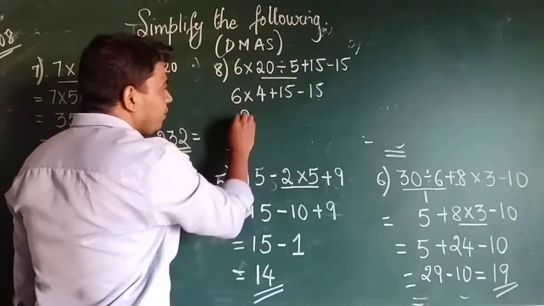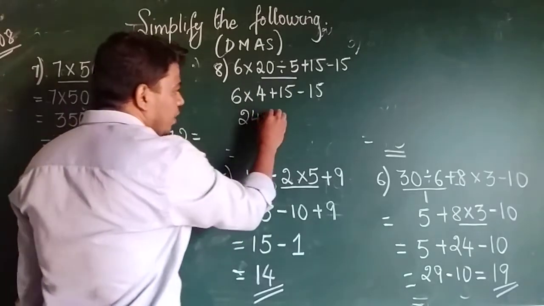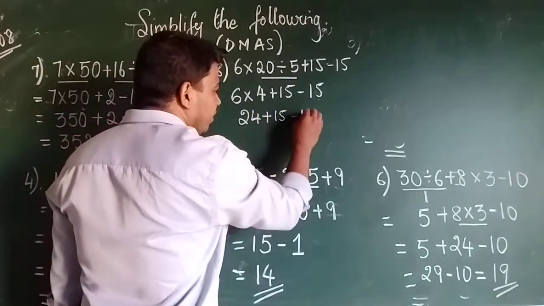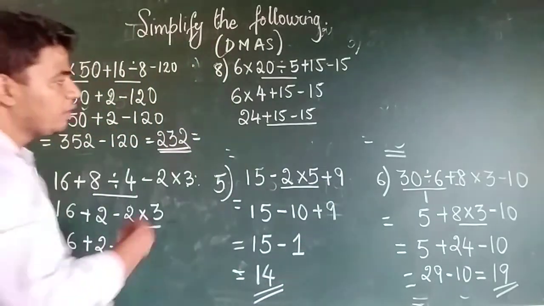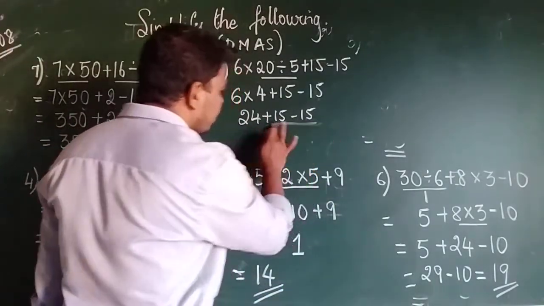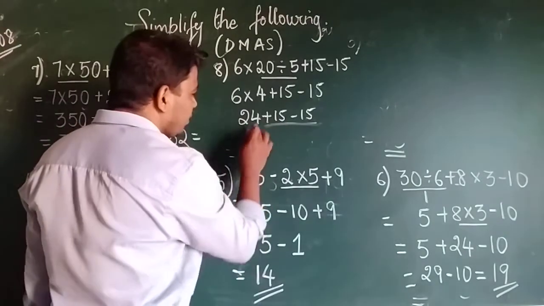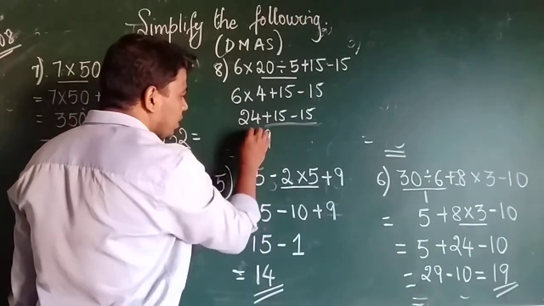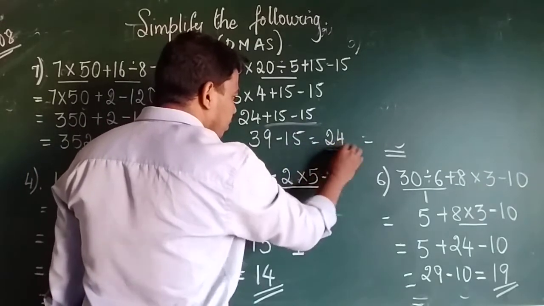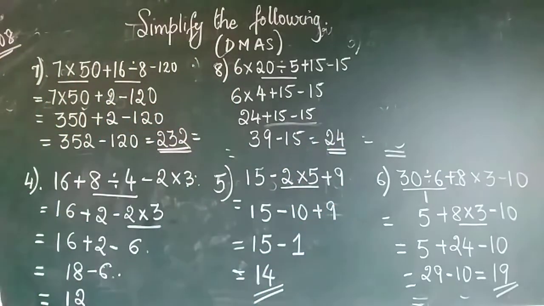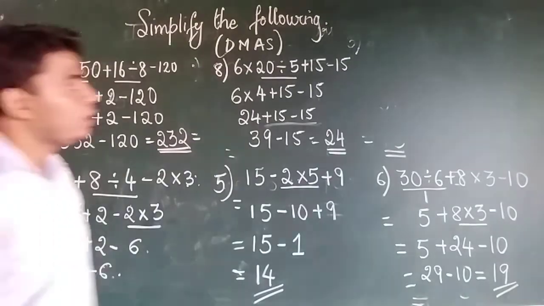6 4s are 24. Okay. Plus 15 minus 15. Now we can remove this plus 15 minus 15 first, or we'll go as per the rule. Let's go for addition. 24 plus 15: 4 plus 5 is 9, 2 plus 1 is 3, so 39, minus 15. You get your 24 back as the answer. Okay, so this was the eighth one. Let's see the ninth one.